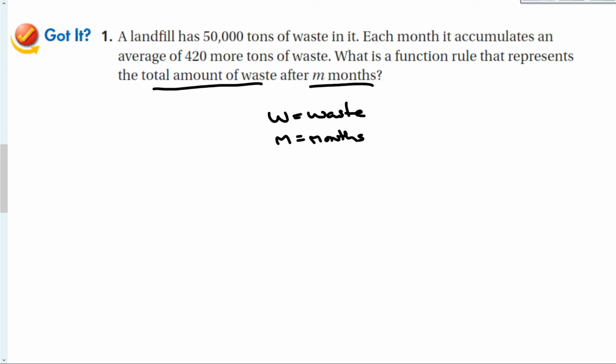Okay, so a landfill has 50,000 tons of waste in it. So that's how much waste we're starting with. So the amount of waste is 50,000 plus however much more we put in there. And each month it accumulates 420 more tons. So that would be 420 times the number of months that we want to go forward. Okay? So there's my function rule that represents the waste after m months, the waste after a certain number of months.